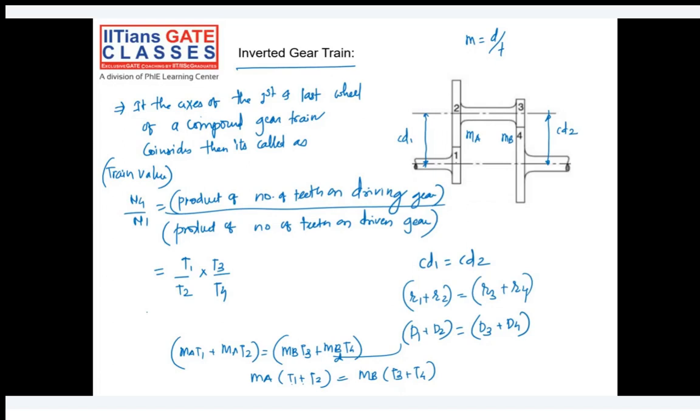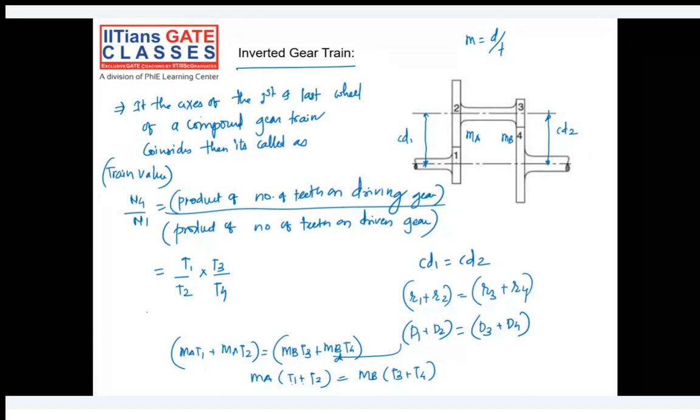And if the module of the first, second, third and fourth gear is the same, that means ma is equal to mb. You can cancel them out, and ultimately you can say the sum of the teeth on the first and second gear is equal to the sum of the teeth on the third and fourth gear. That is a special case, when ma equals mb. Okay, I hope you understood till this. If you have any doubt, feel free to ask.